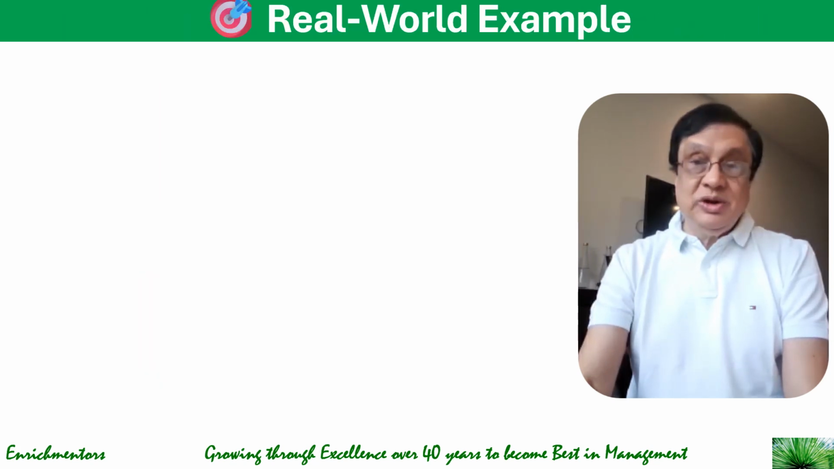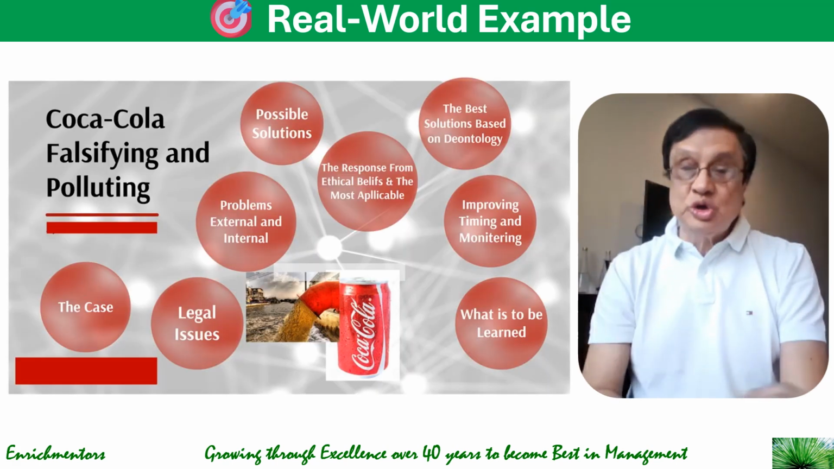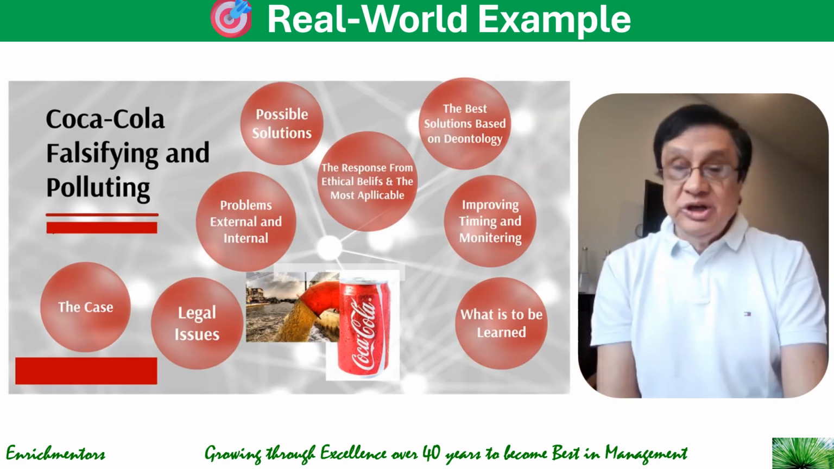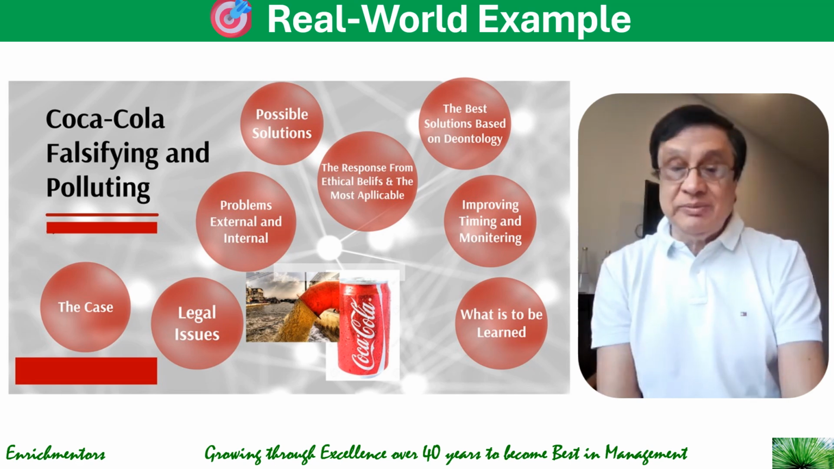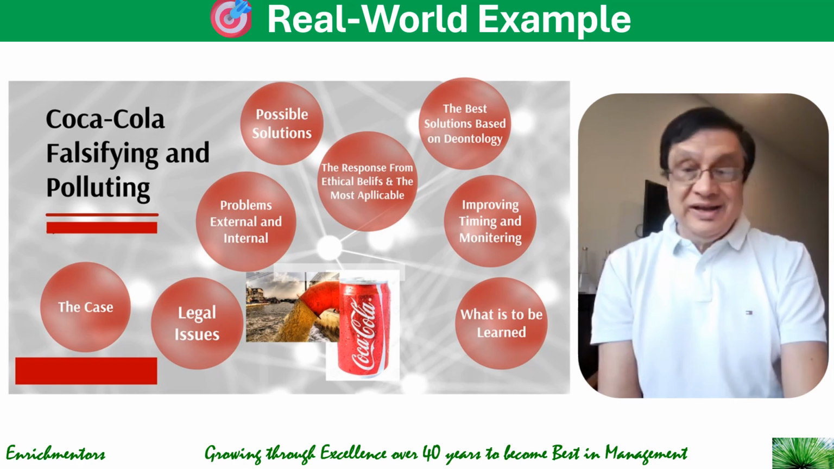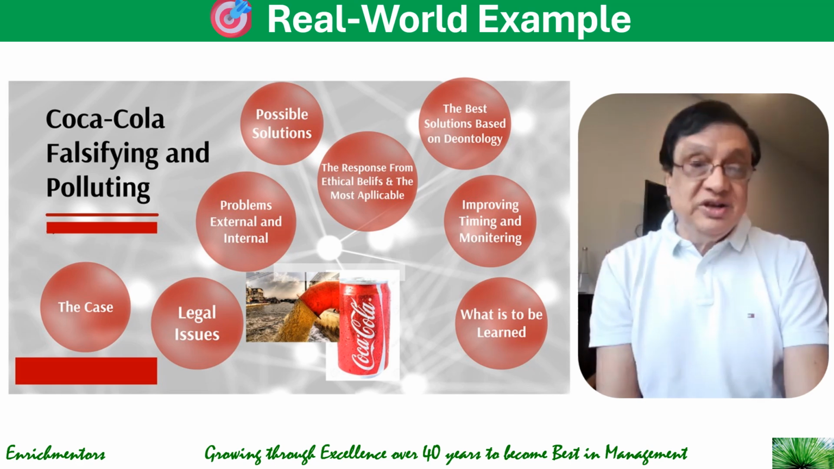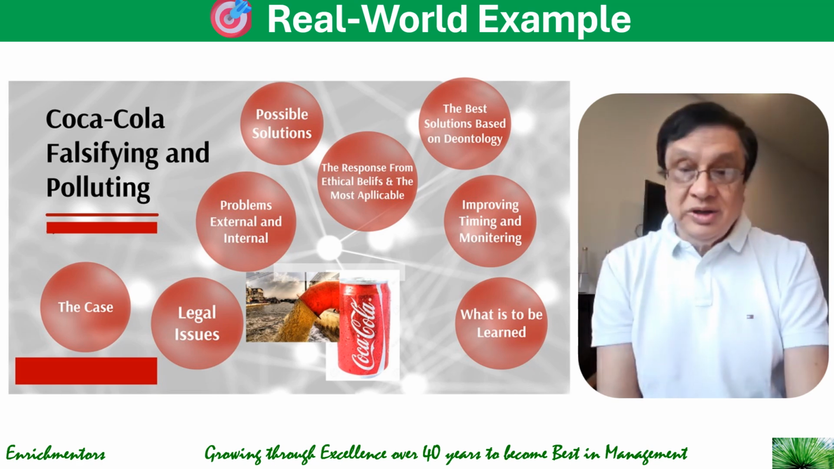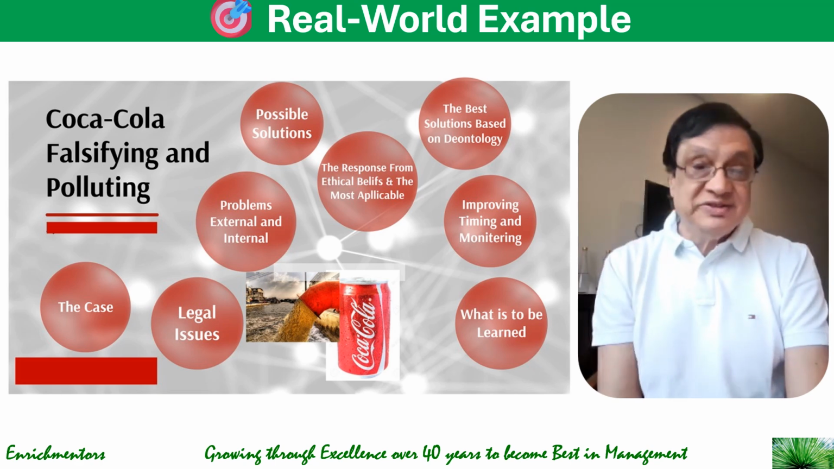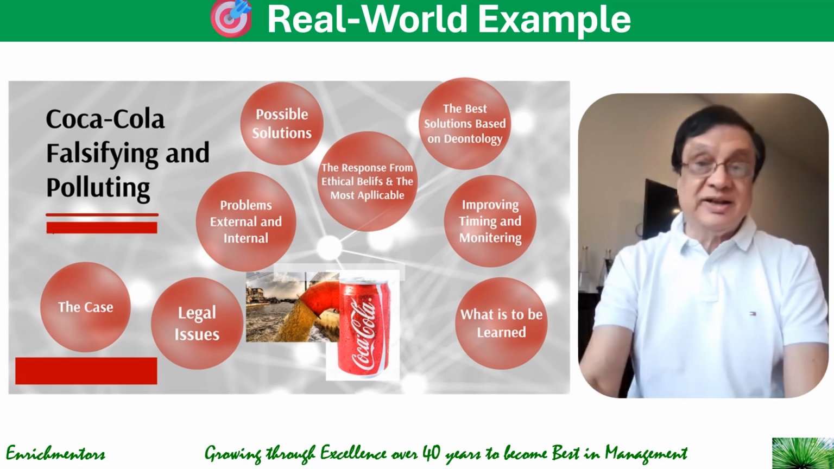So let's take a look at a real world example. Coca-Cola runs annual crisis simulations across global markets across the world to test product recall strategies and ensure consistent global messaging during reputation crises. So the key thing is the globality of doing things. And here you see a case study of Coca-Cola falsifying and polluting as a reputation crisis that they were facing and how they went about it. You can come back and take a look at that.